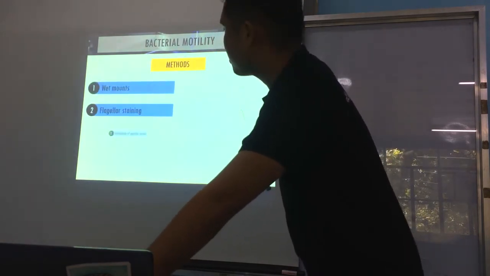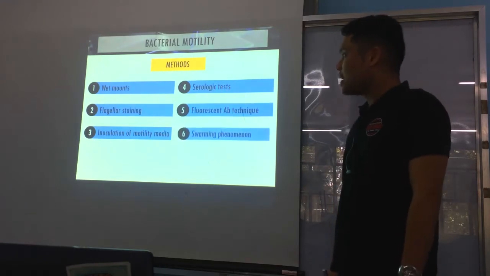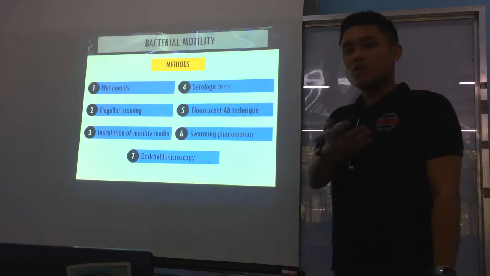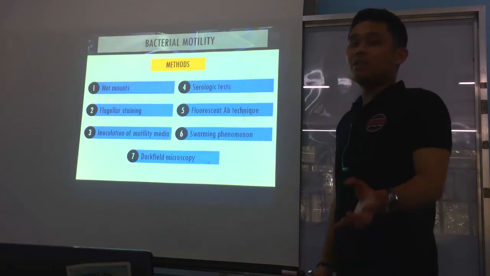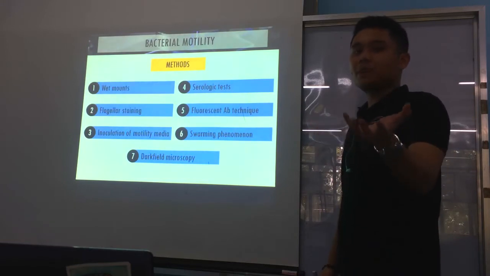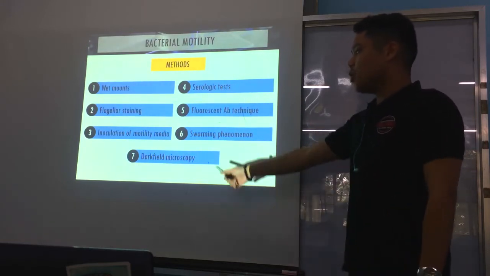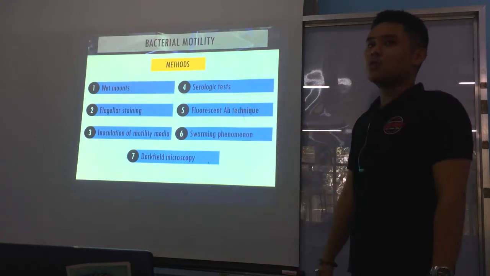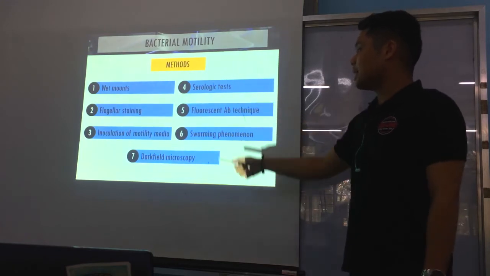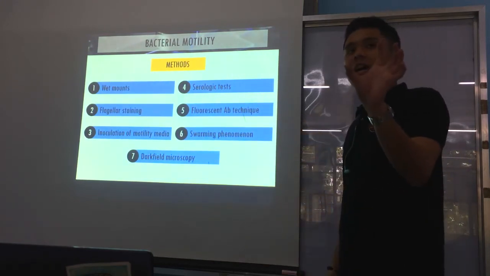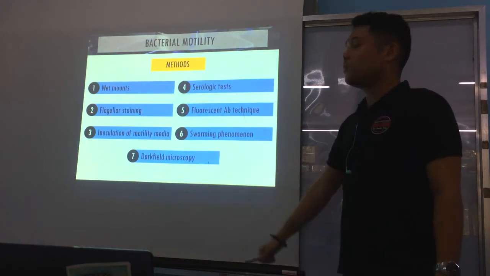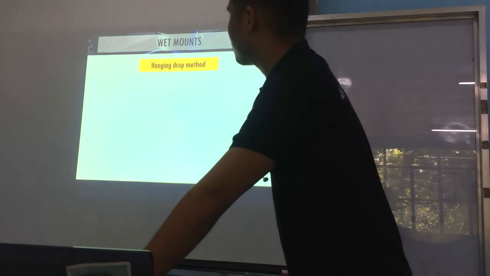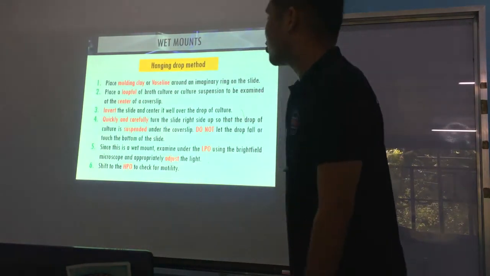Now for the different methods in determining bacterial motility, we have about seven. You have your wet mount, your hanging drop. You have flagellar staining, among our staining techniques, you have stains for flagella, so by the name itself, what is stained is the flagella. Inoculation of motility media, your SIM. Serologic tests, where we use antibodies. Fluorescent antibody technique. Swarming phenomenon, meaning growth is seen right away on your culture media plate. And you have dark field microscopy, usually used for spirochetes. Now we go to your first method, which is the hanging drop method.